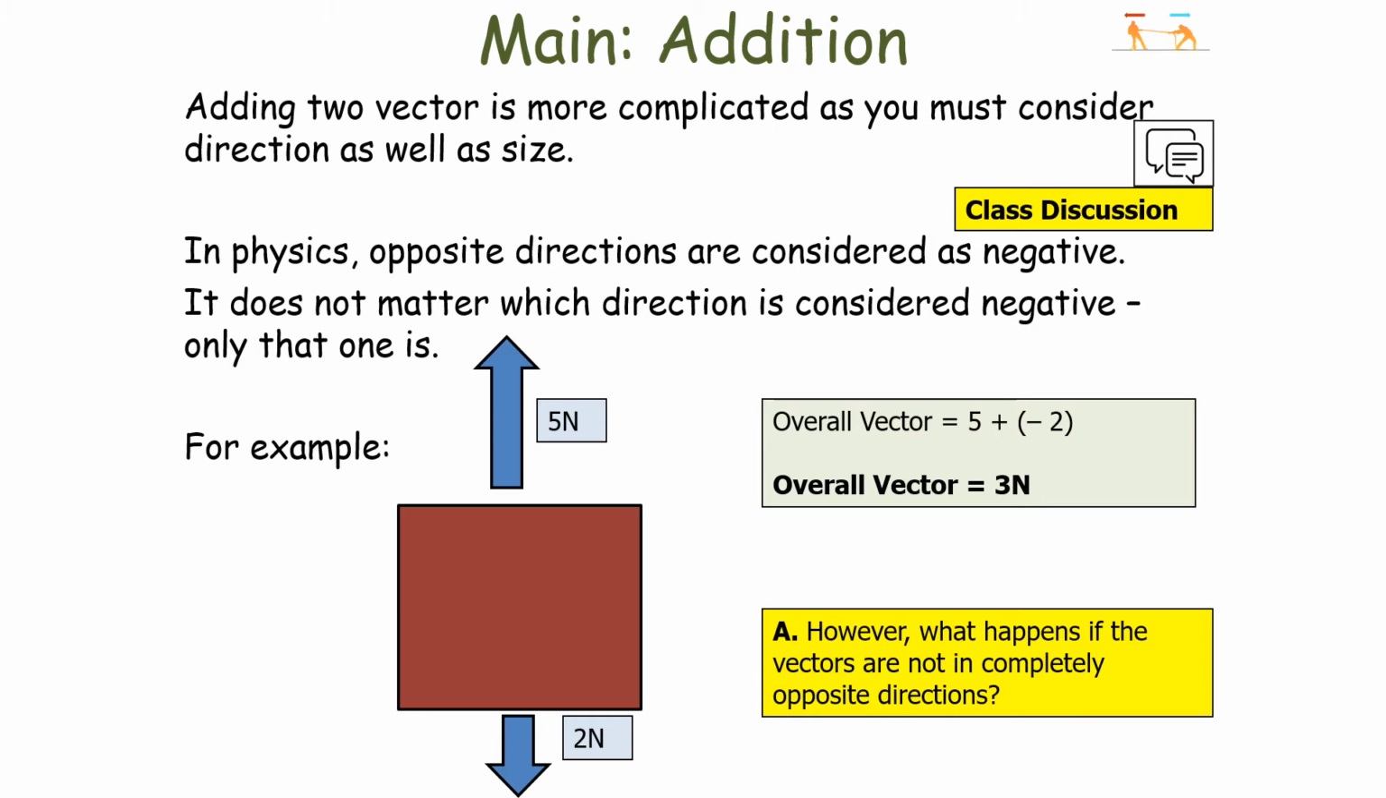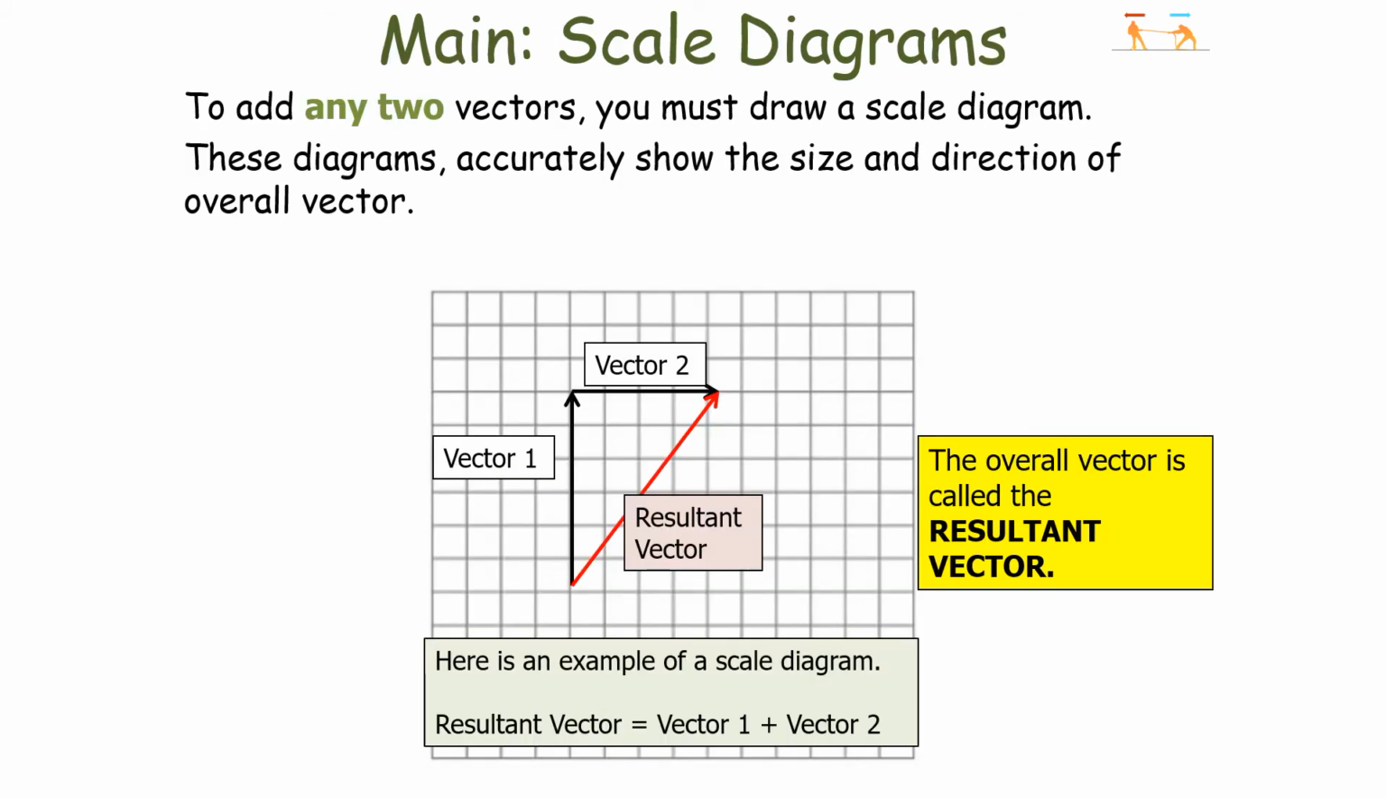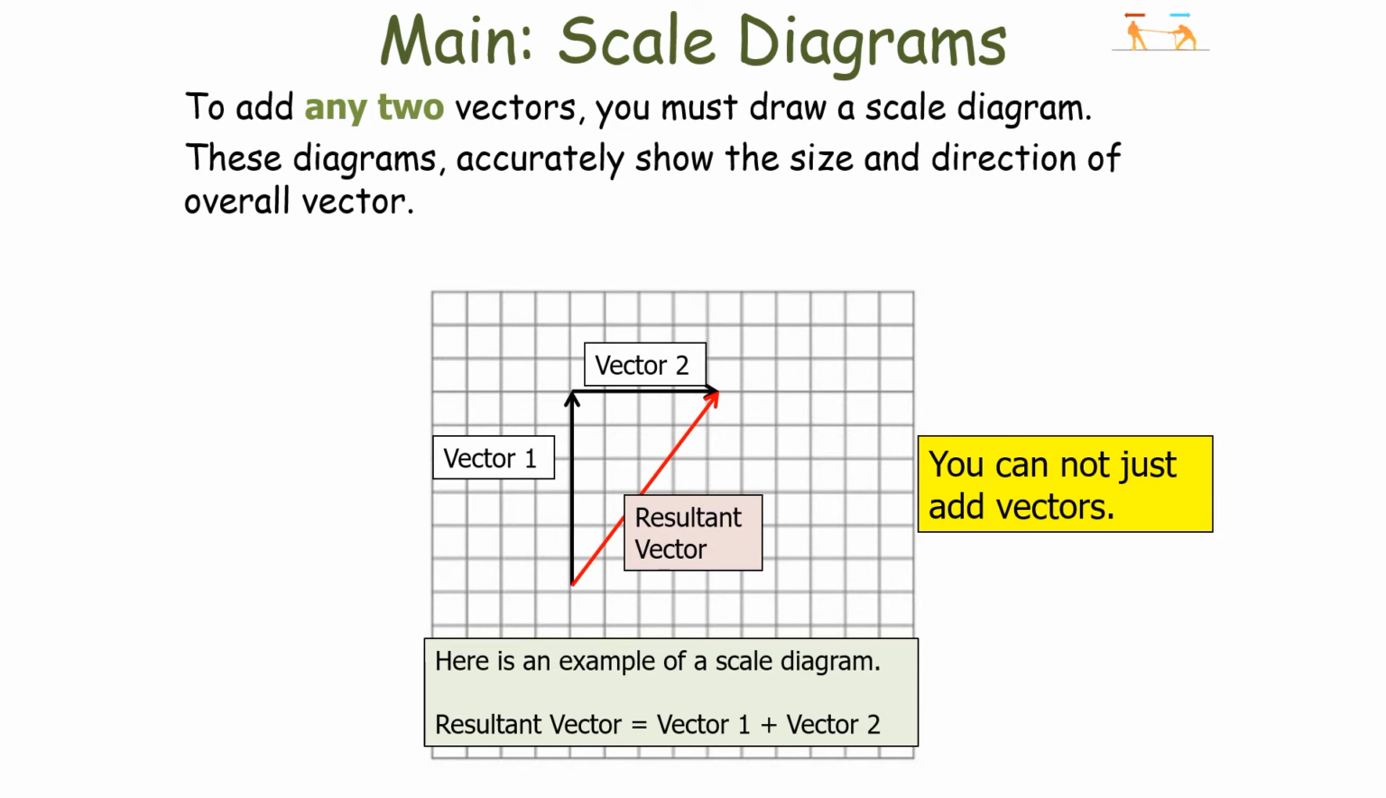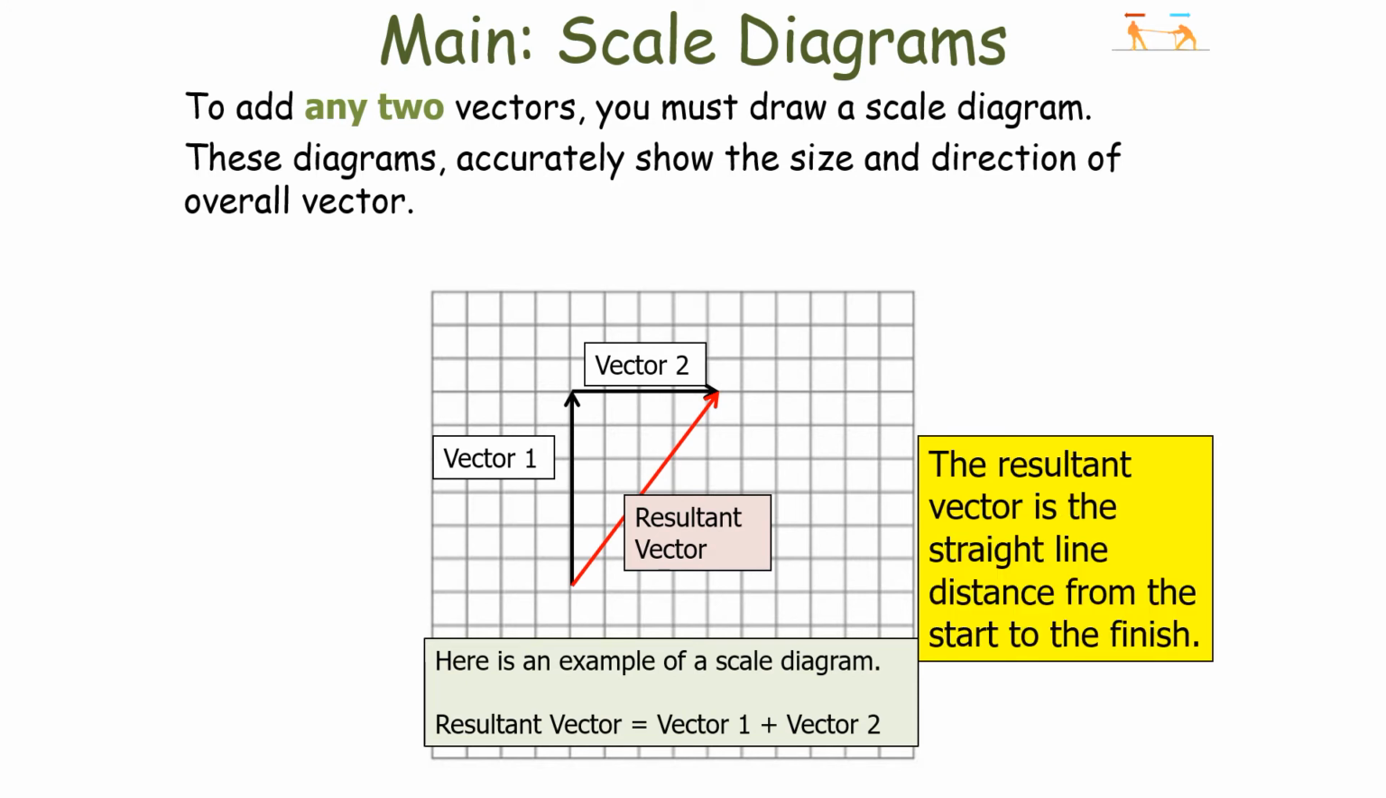But what happens if the vectors are not in completely opposite directions, like up and down? Well, to add any two vectors, regardless of their orientation to each other, we've got to draw a scale diagram. Now these accurately show the size and the direction of the overall vector, and remember, the overall vector can be called the resultant vector. Now resultant in physics means the overall or the observed, what you would see as the human. So you can't just add the two vectors to each other, because the resultant vector is the straight line distance from the start of the diagram to the finish of the diagram.